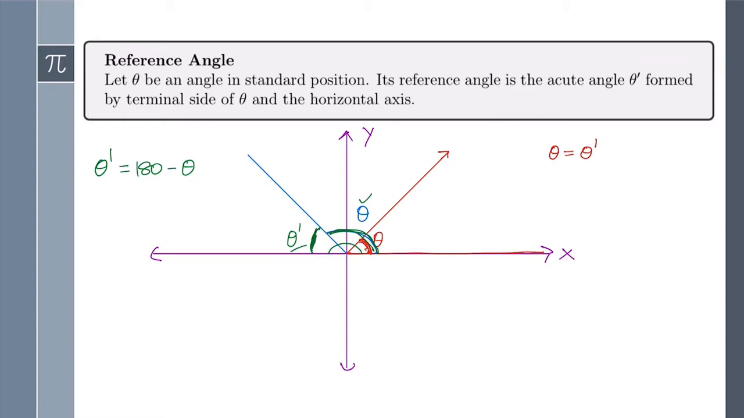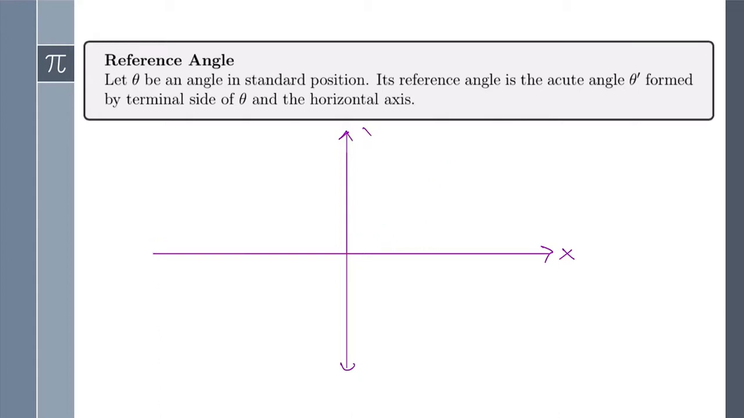Now, what happens if the angle is in the third quadrant? Let's look at that. If the angle is in the third quadrant, this is how we find the reference angle. Let's say our angle is in the third quadrant right here.